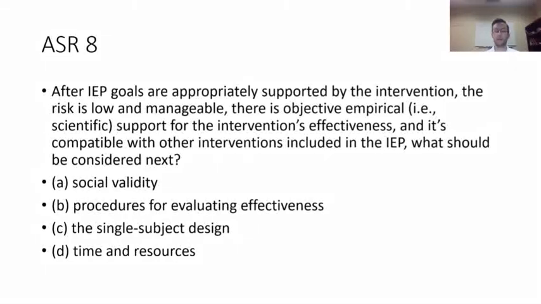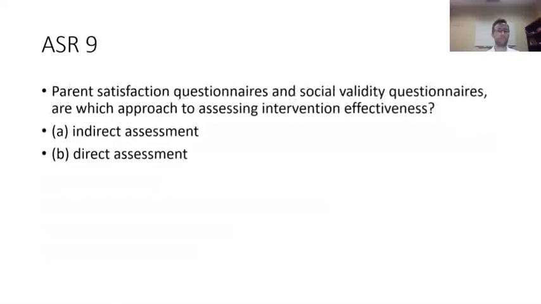Alright, I'll go ahead and close the poll. And the answer here is B. It's procedures for evaluating effectiveness. Once all the other elements have been established or criteria have been met, pertaining to selection of the intervention and its match to the student and its expected outcomes and match to IEP goals and these other elements here, the next step is to select procedures for evaluating effectiveness.